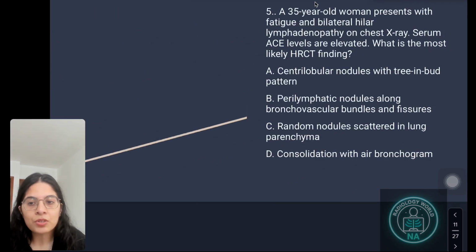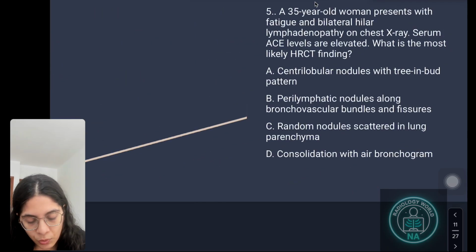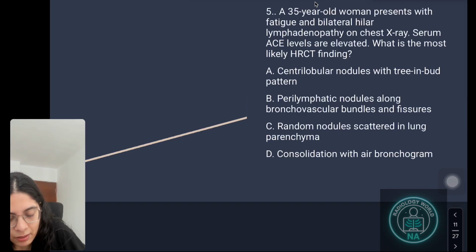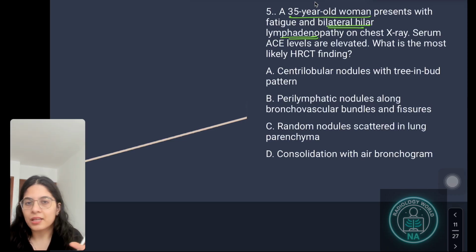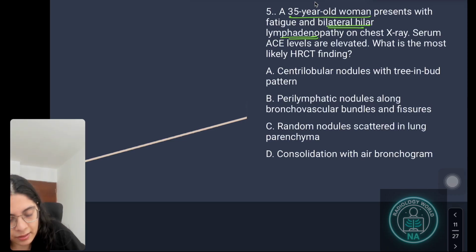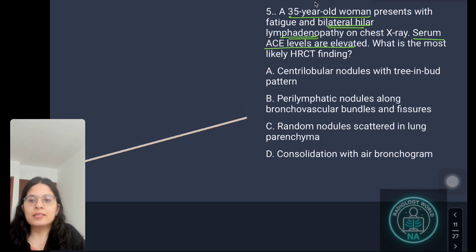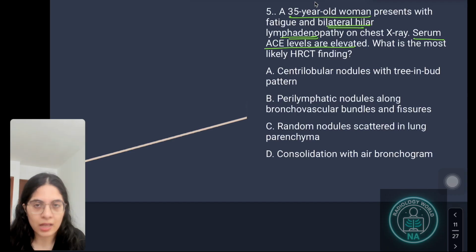Moving towards our next question. A 35-year-old woman presents with fatigue and bilateral hilar lymphadenopathy on chest x-ray. So now you can see that what they are testing is a middle-aged woman presenting with hilar lymphadenopathy. When it comes to hilar lymphadenopathy, our mind will go that yes, it can be a case of sarcoidosis. They have also confirmed that serum ACE levels are elevated. So we now reach a diagnosis of sarcoidosis, because bilateral hilar lymphadenopathy can be present with cancer or with tuberculosis, but if they have given serum ACE levels, they are basically talking to you about sarcoidosis only.